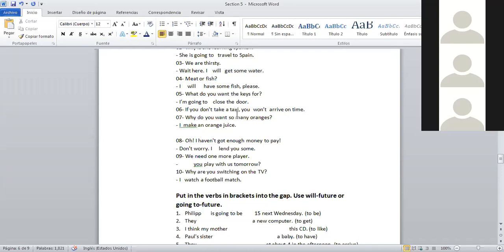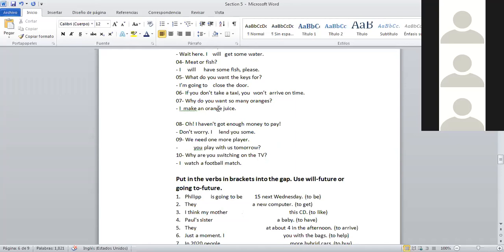Hello, everybody, is that clear? No, can you repeat again? Now, if you take a taxi, you will arrive on time. But if you don't take a taxi, you won't arrive on time. It's negative. Yes. Si no toma un taxi, no llegará a tiempo. Okay. Why do you want so many oranges?